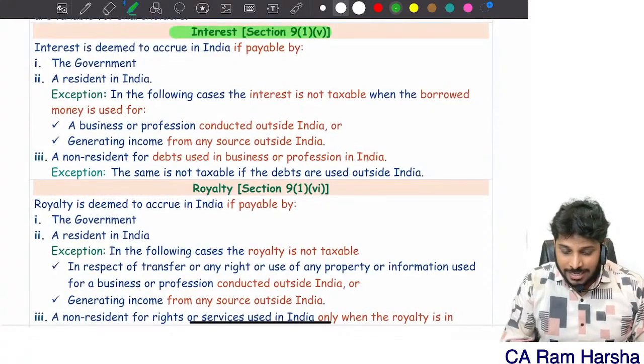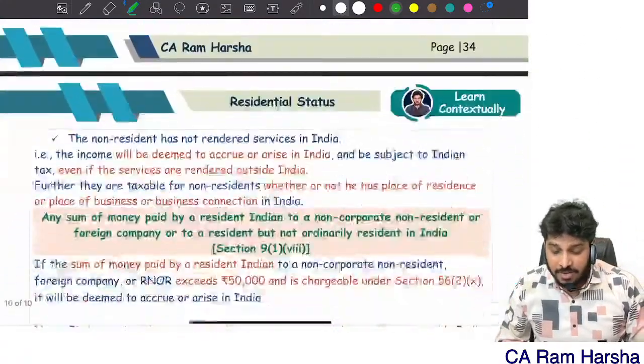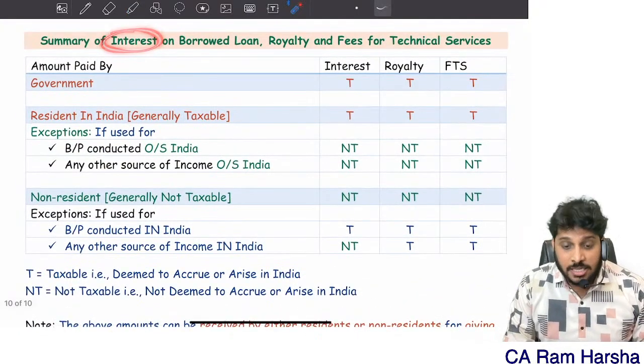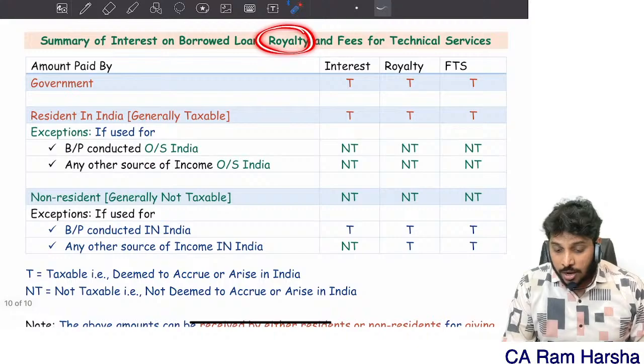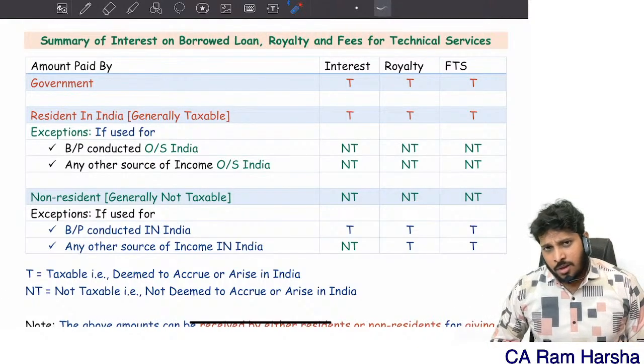Then coming to interest, royalty, fees for technical services. What is it? Fees for technical services. I have given one small table for it. Easy table. Remember why we are paying interest? Interest is paid on a borrowed loan. Royalty is paid on patents and software. Fees is paid for technical service.